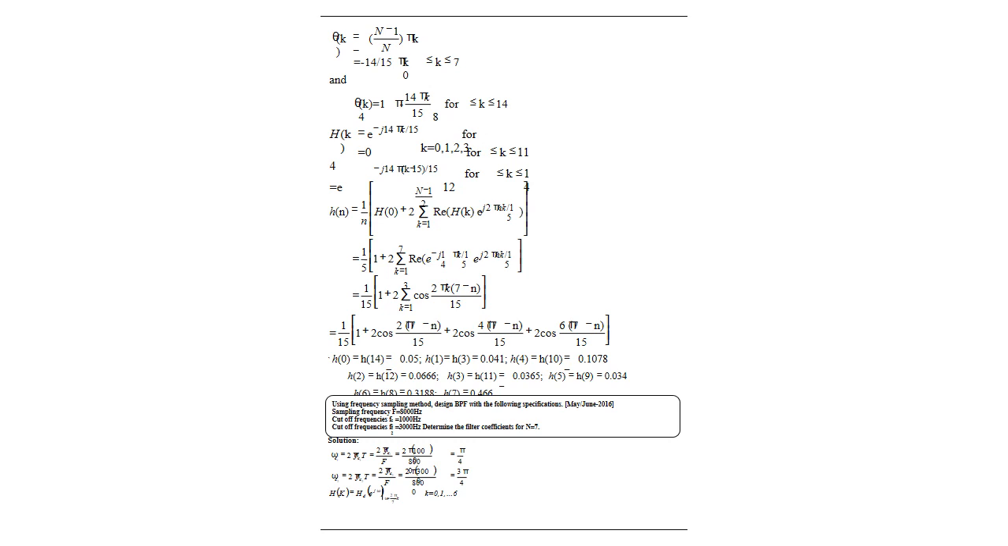Next question. Using the frequency sampling method, design the band pass filter with the following specifications. Sampling frequency f is given, that is 8000 hertz. Cutoff frequency is fc1, that is 1000 hertz. Cutoff frequency is fc2, that is 3000 hertz. Determine the filter coefficients for n equal to 7.